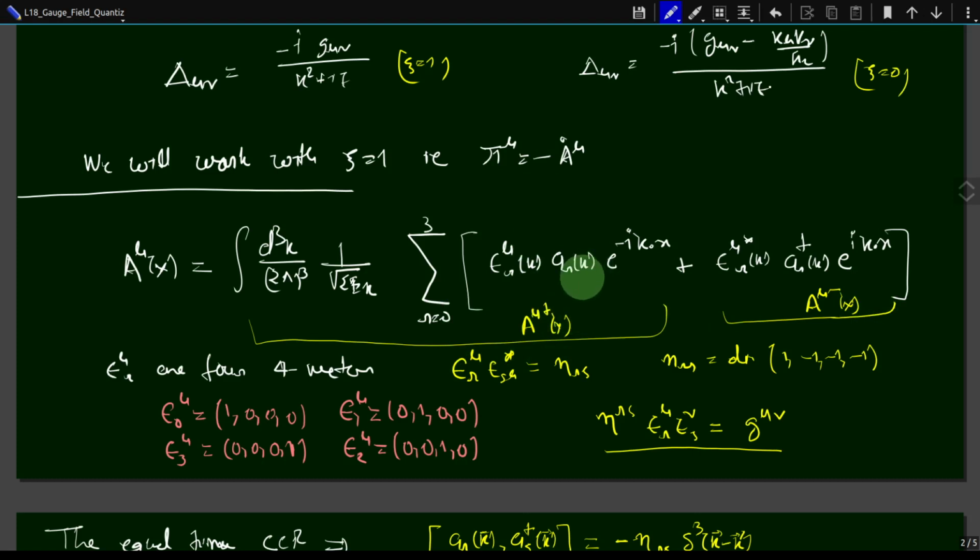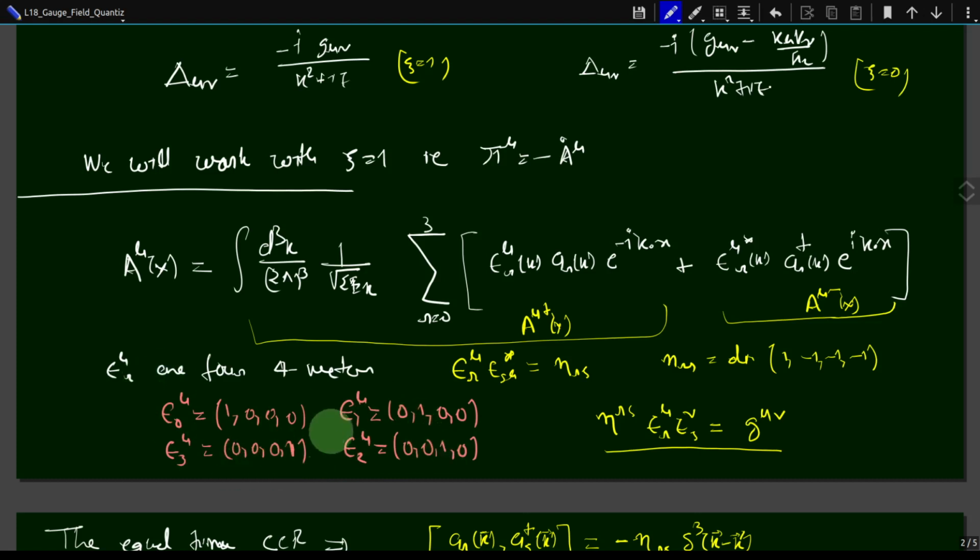A mu plus has only the lowering operator, and A mu minus only has the creation operator. This is only the annihilation operator. Okay, and here we see that epsilon mu r are the four vectors which can be written in this manner. So epsilon 0 mu is a vector which is time-like, and all other vectors 1, 2, and 3 are space-like.